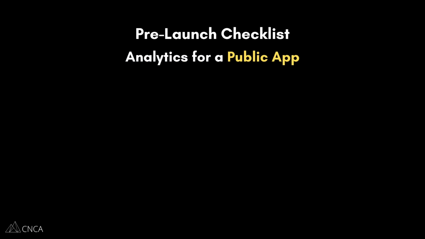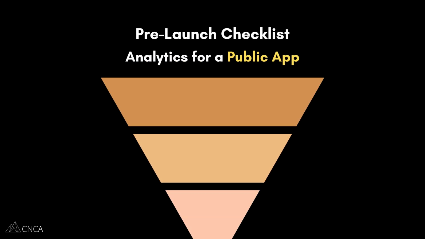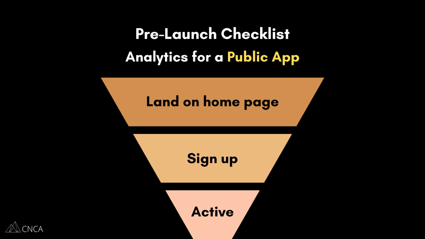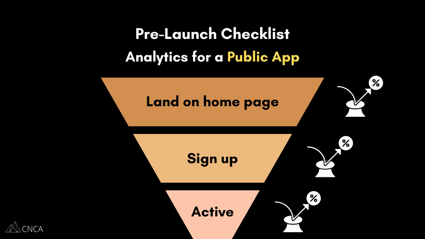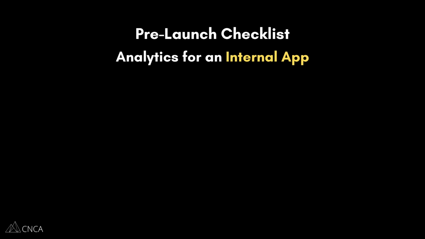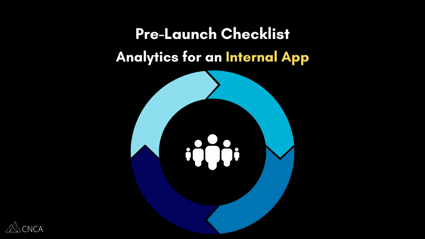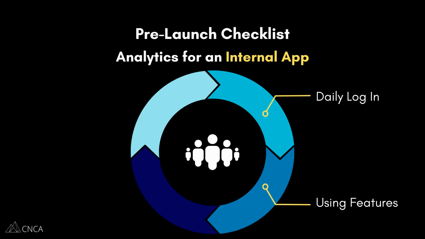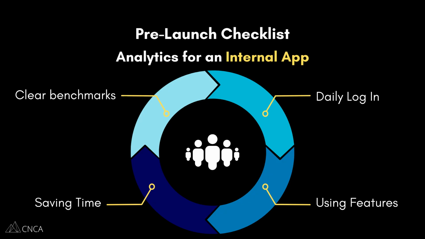So for a public app, you should be focused on the user funnel. How many people land on your homepage? How many of those sign up? And then how many of those become active users? You want to pay close attention to the bounce rates on those key pages. Versus for an internal app, a tool for your team or a specific group, your metrics might be more about engagement and efficiency. Are people logging in daily? Are they using the new features that you built? Is the app actually saving them time on a specific task? Understanding your key metrics before you launch ensures you have a benchmark to measure your success against.